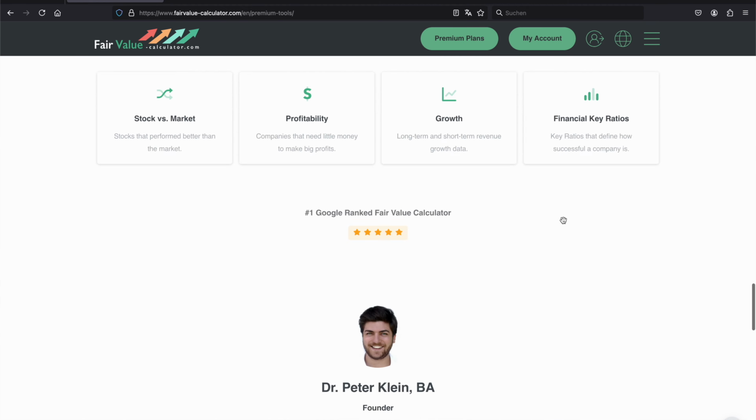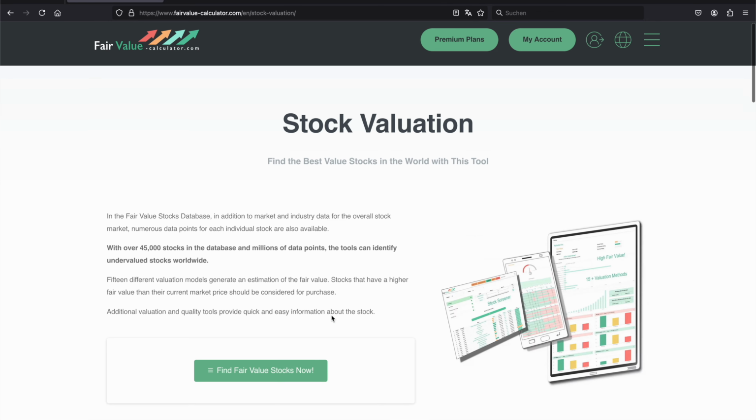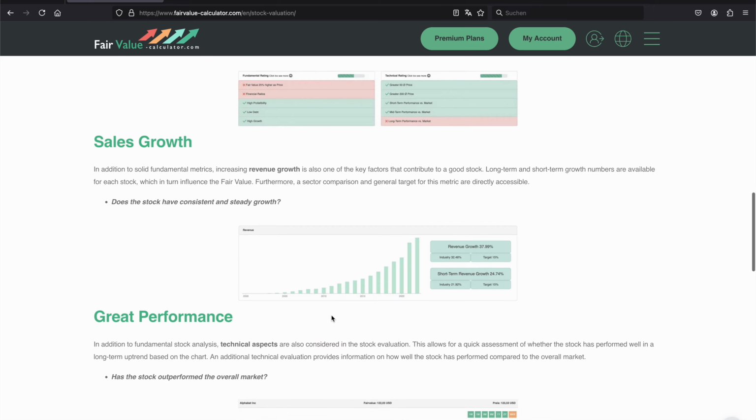Whether you are an income-focused investor or someone integrating dividend yield into your valuation process, this metric is a crucial part of any investment strategy.